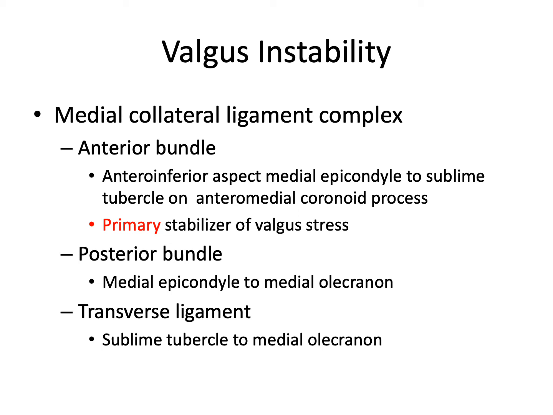Valgus instability, we need to discuss the medial collateral ligament complex. The anterior bundle of the complex runs from the anteroinferior aspect of the medial epicondyle to the sublime tubercle on the anteromedial coronoid process, and this is the primary stabilizer of valgus stress. There's also the posterior bundle running from the medial epicondyle to the medial olecranon, and the transverse ligament running from the sublime tubercle to the medial olecranon.